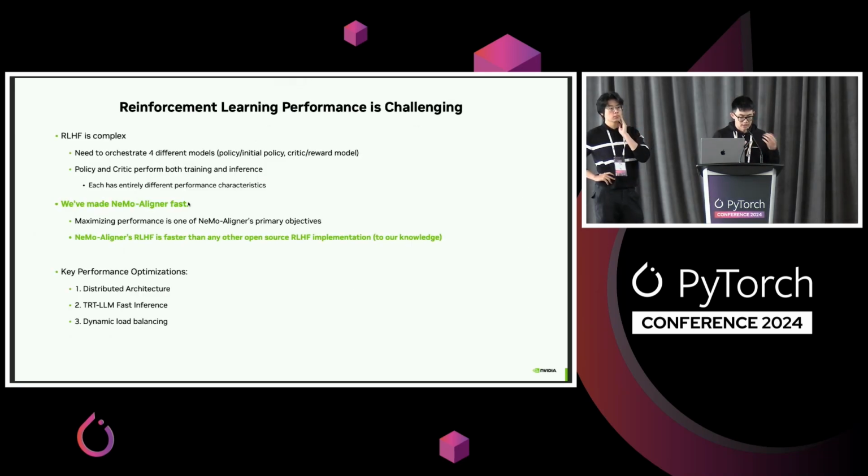So for Aligner, what we're trying to do is make sure that it's as fast as possible, and we want to make sure that we're the fastest open source RLHF implementation. To do this, we have 3 key performance optimizations. 1 is distributed architecture, 2 is TRT-LLM fast inference, 3 is dynamic load balancing. And I'll let Jimmy talk about these 3.